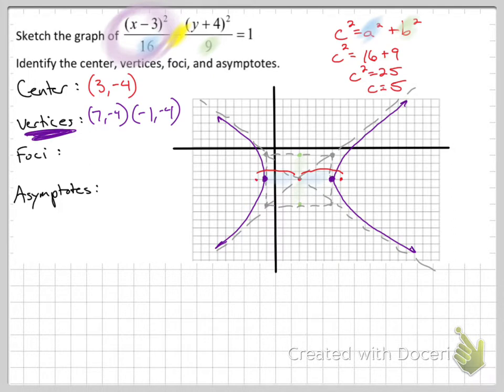So figure out what those points are. From center is where I went, right? 5 to the left, 5 to the right, because this has a horizontal transverse. So it's going to be 8, -4, and -2, -4. Notice, again, horizontal transverse, every y value has been the same for my answers, because the only thing changing are the x's for all of our important points.